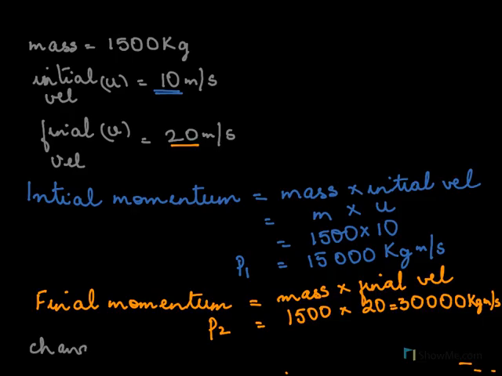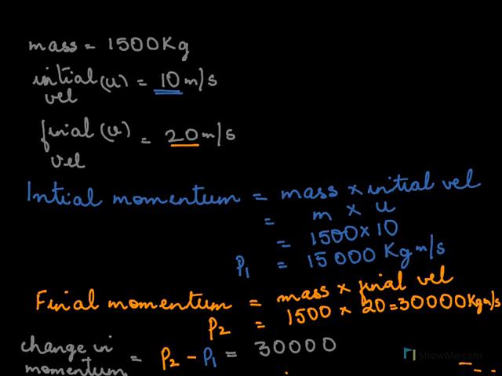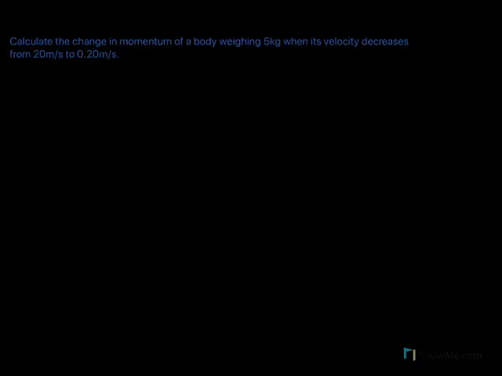Change in momentum is final momentum P2 minus the initial momentum P1, which is equal to, the final momentum was 30,000 minus initial, which was 15,000. So the answer is 15,000 kg meter per second.